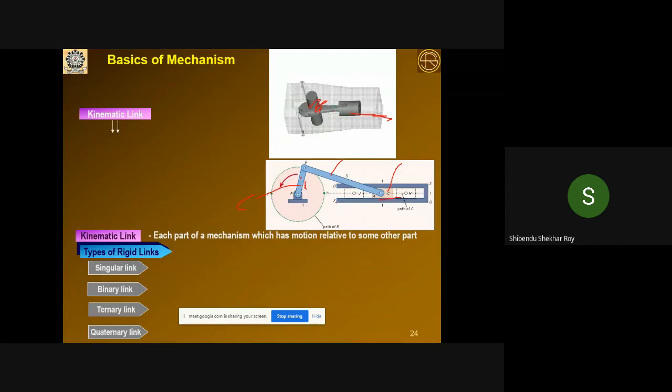Now see how many links? Four links. The fixed link is link number 1, the crank is link number 2, the connecting rod is link number 3, and the slider is link number 4. The total number of links is 4.